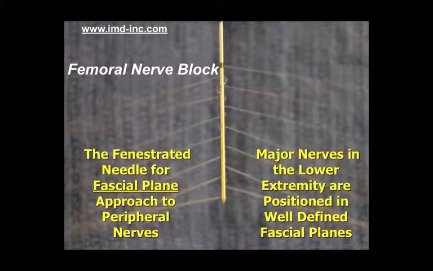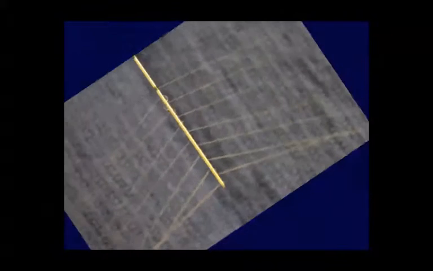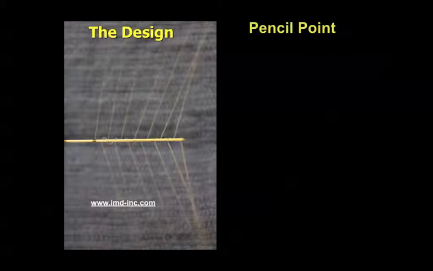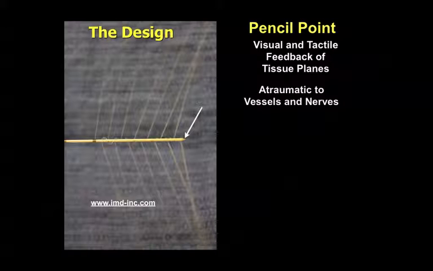In light of the fact that many major nerves in the lower extremity are positioned in well-defined fascial planes, we can use this anatomic fact to our advantage to be able to block the nerve from a safe distance. The design of this needle includes a pencil point, which provides visual and tactile feedback of tissue planes as the anesthesiologist advances the needle through tissue planes. It also is relatively atraumatic to vessels and nerves compared to conventional beveled needles.